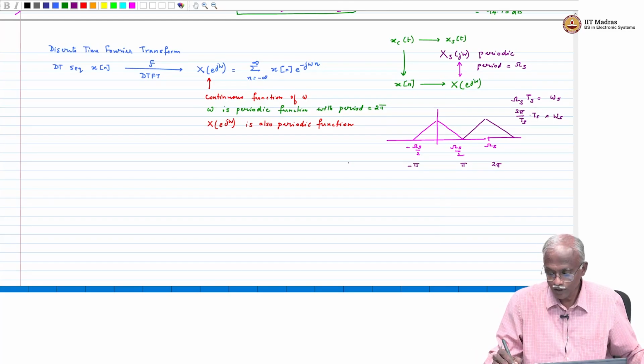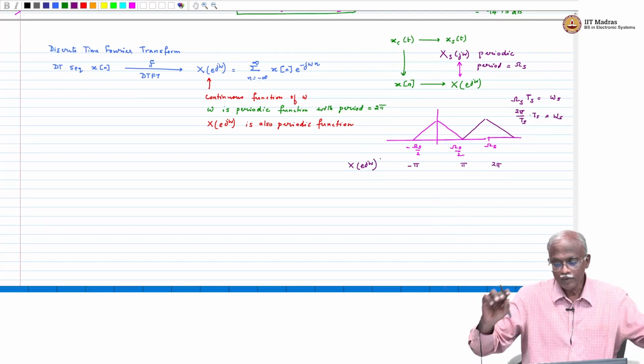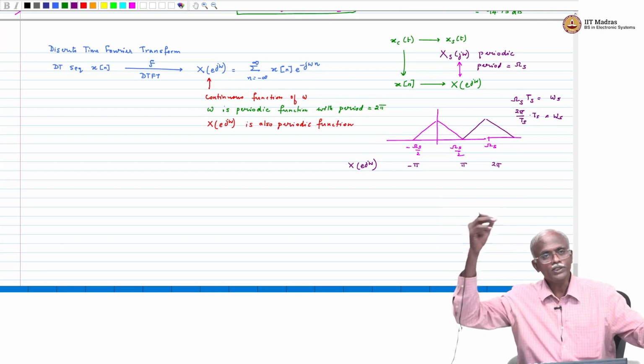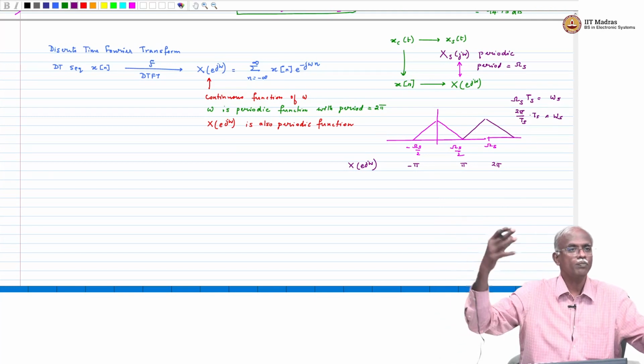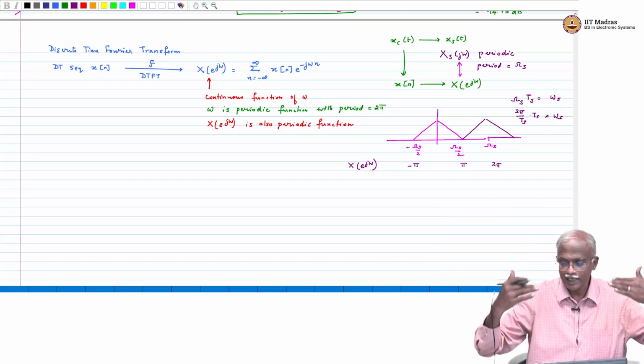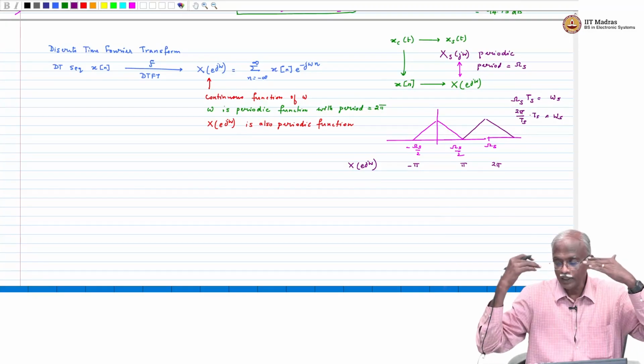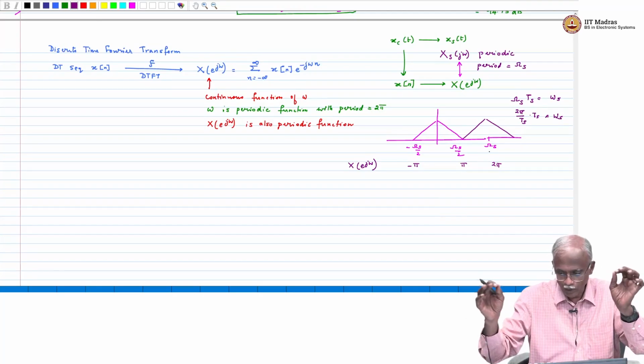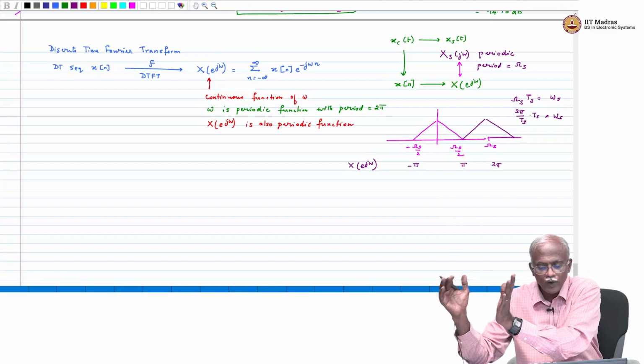So, this is for Xe of j omega. Xe of j omega will be now in the range minus pi to pi, and then you will see repetitions at multiples of 2 pi. Exactly the same spectrum will now show up in the discrete time domain. So, this is what Xe of j omega is going to look like, and now that you have understood the process of sampling, you know where it is coming from.